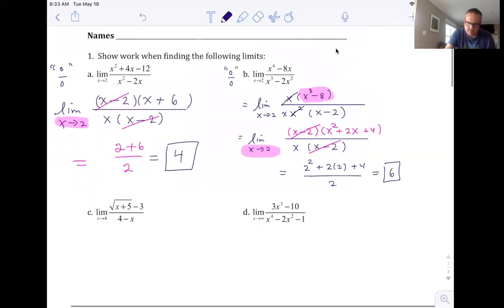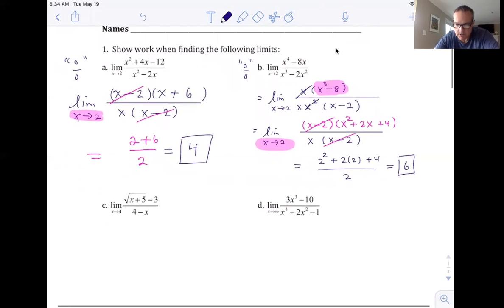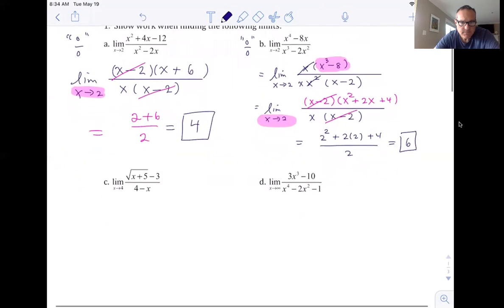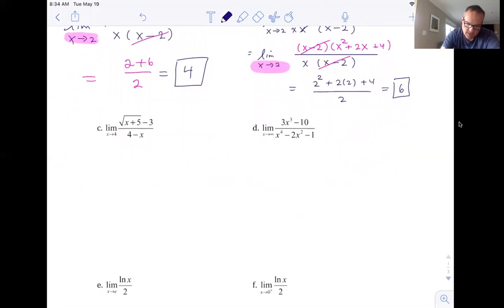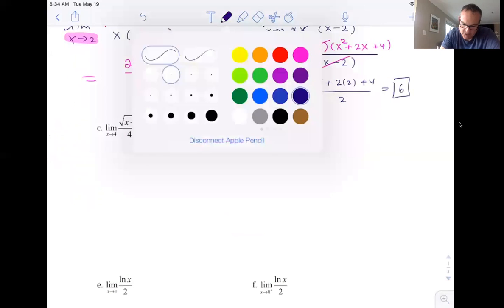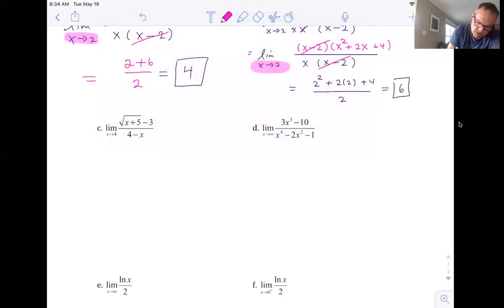Again, this is kind of the beginning, end of pre-calc, beginning of calculus, and the hard work is Algebra 2. It's all factoring. All right, let's look at a couple more. Here's one with a radical. It's kind of a rational function with a radical up top, and the trick there is to multiply by the conjugate top and bottom.